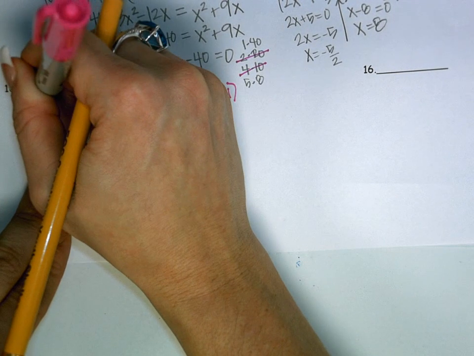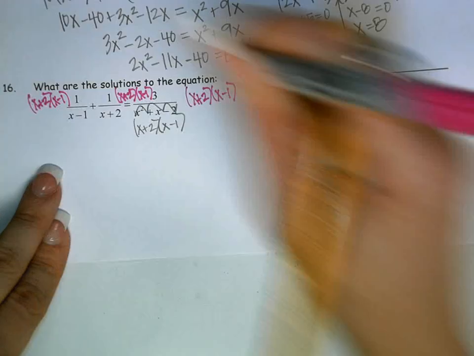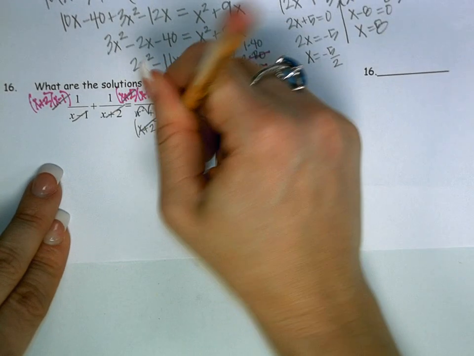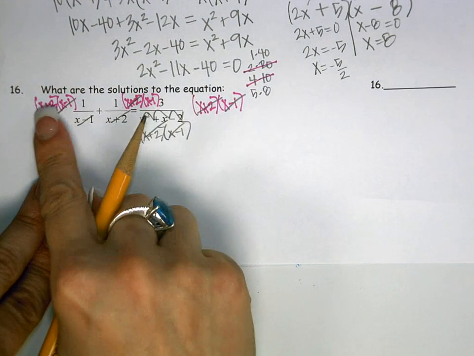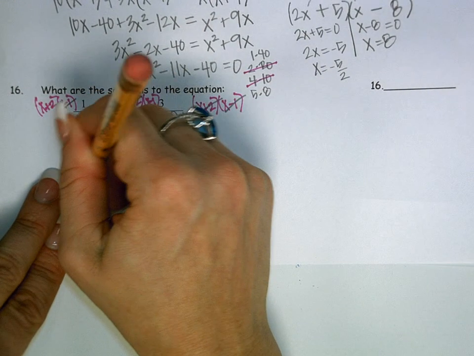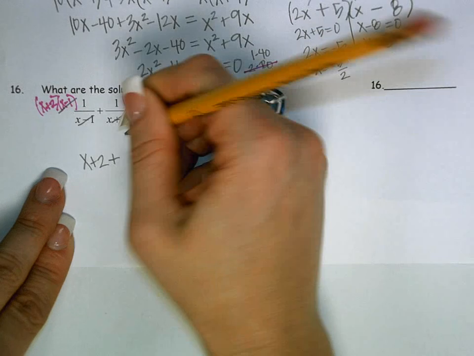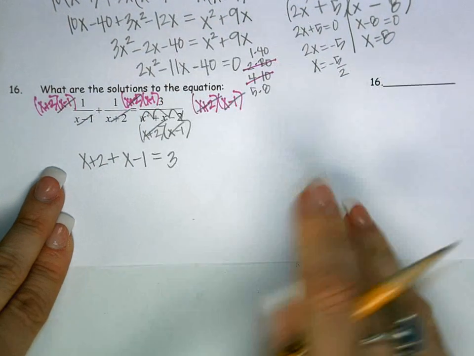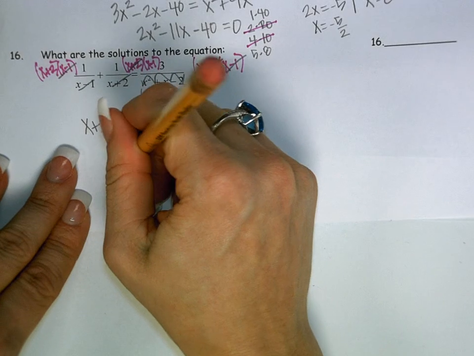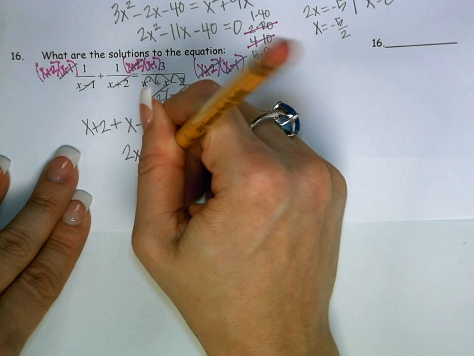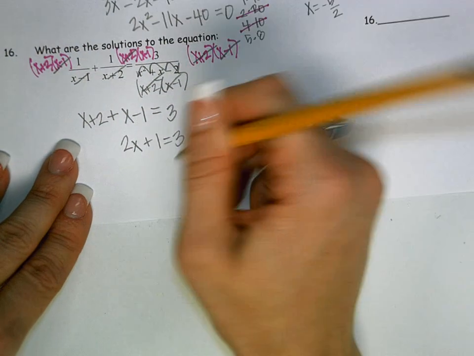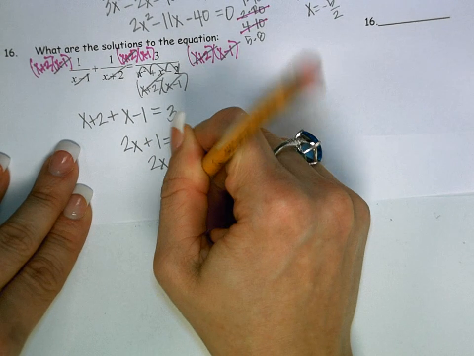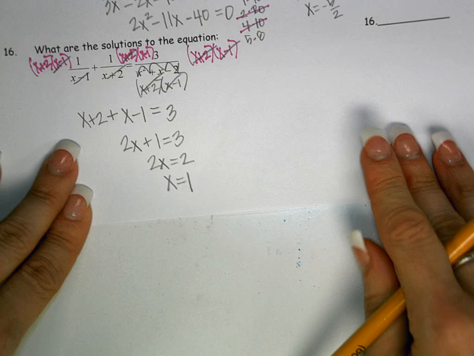And I know it's not fun to have to write these next to everything, but you do need to write them next to every single part. So in this one, if you multiply, you get x plus 2 plus x minus 1 equals 3. That's 2x plus 1 equals 3. Subtract the 1, that gives you 2x equals 2. x equals 1. Now, I need to plug that back in.